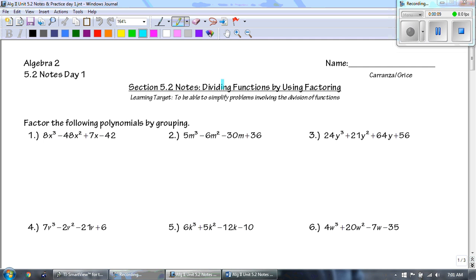Today we're going to be talking about dividing functions by using factoring. So, our learning target is to be able to simplify problems involving the division of functions.